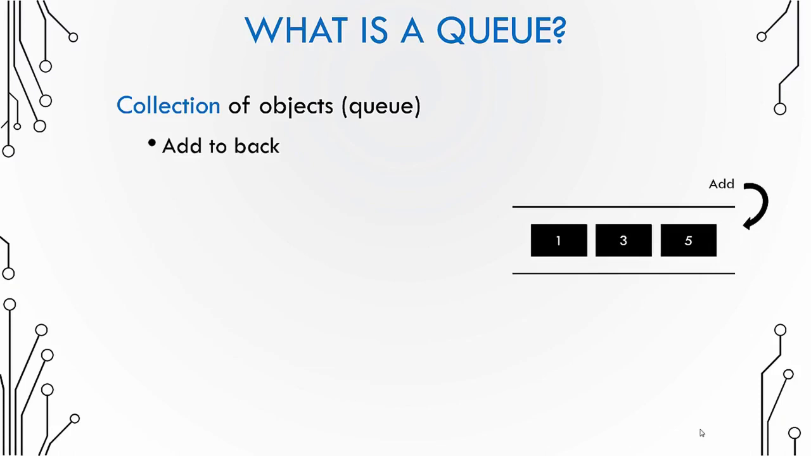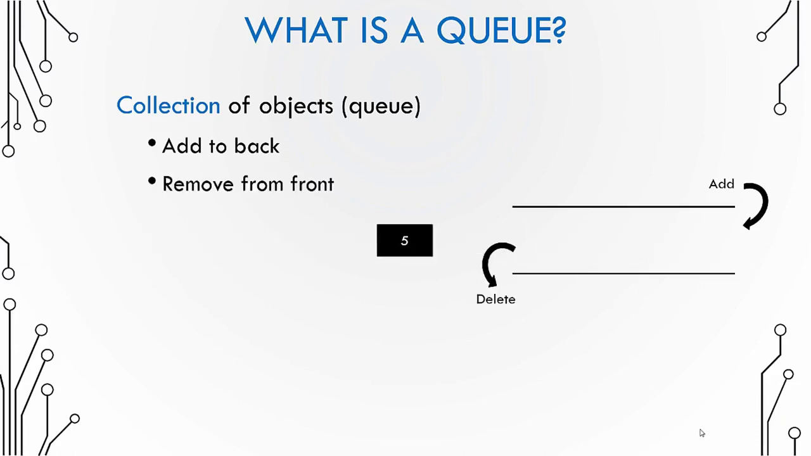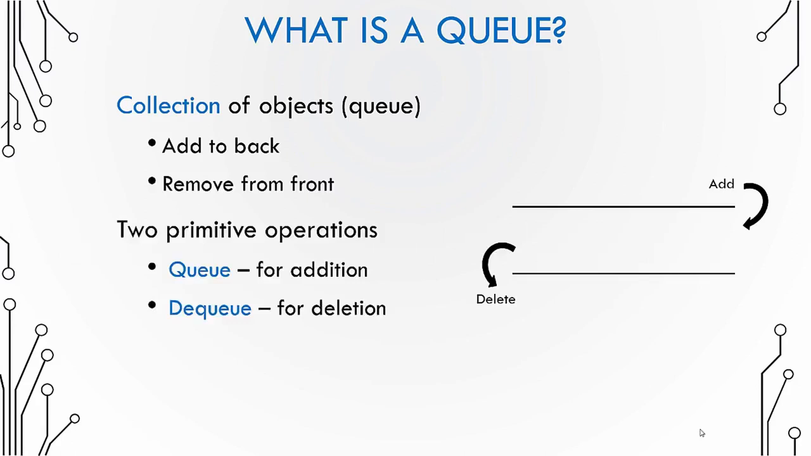For example, if you are buying a movie ticket and there is a queue of people there, you would always go to the back of the queue. In the same way here, new objects are added to the back of the queue, and objects are removed from the front of the queue. So there are basically two primitive operations in a queue. One is addition, which is called queue. Another is deletion, which is called dequeue.